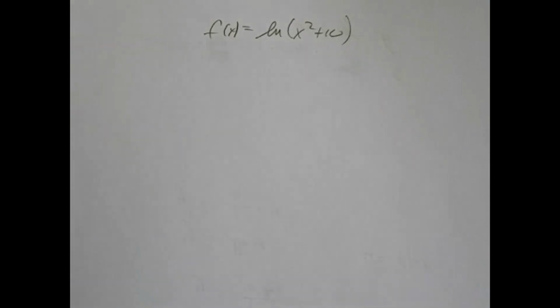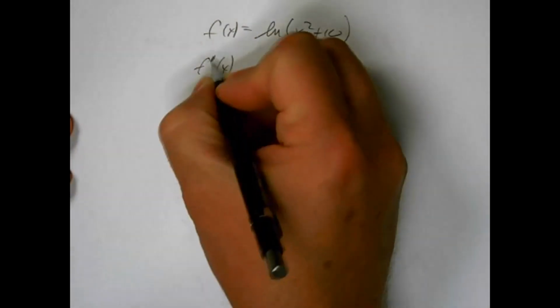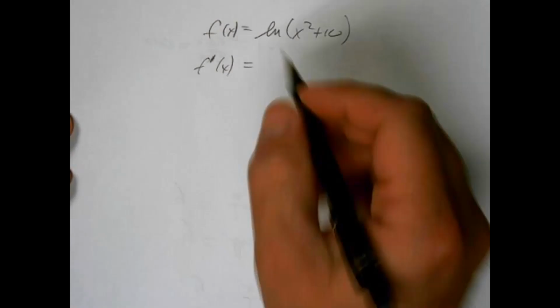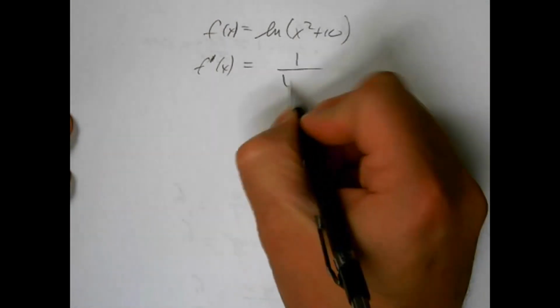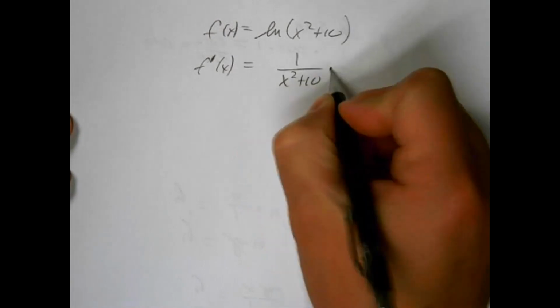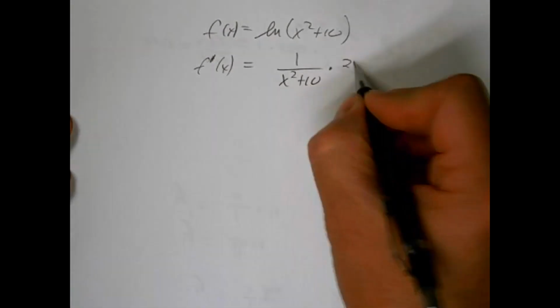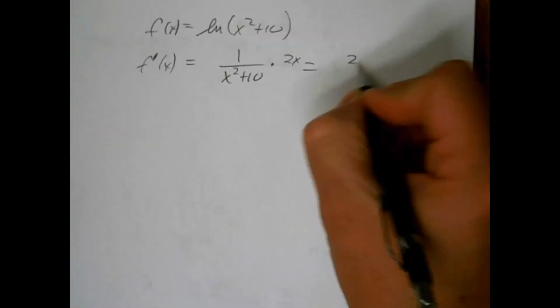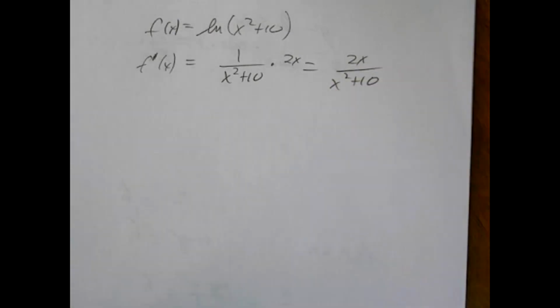Not to say you won't take the derivative of other logs, but natural log is definitely going to be the most common. All right. That being said, f prime of x in this case, again, starting on the outside, derivative of natural log is 1 over times, and then we move inside, and derivative on the inside would be a 2x, which can be written as 2x over x squared plus 10.